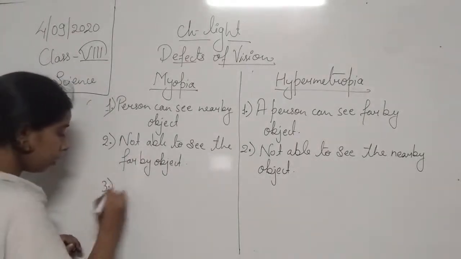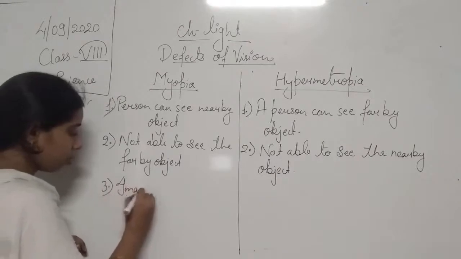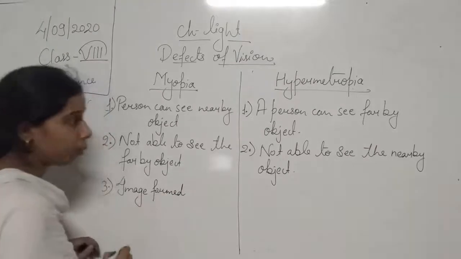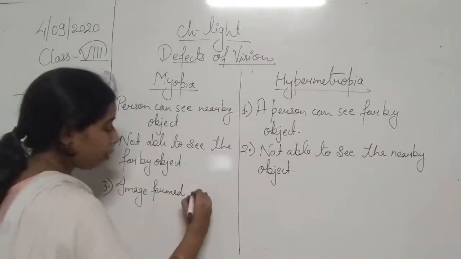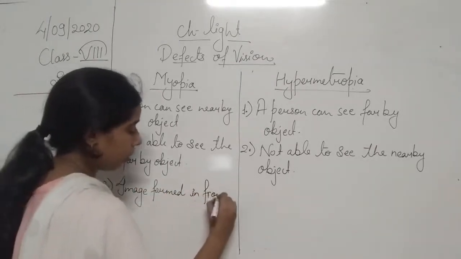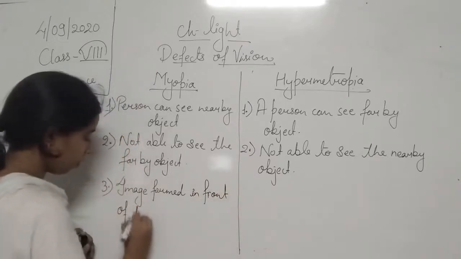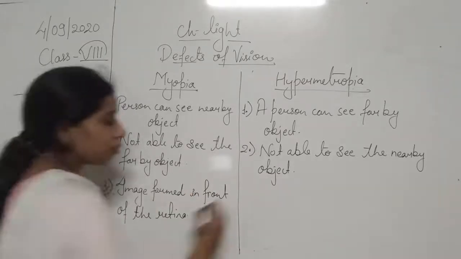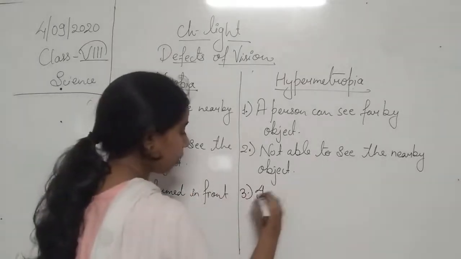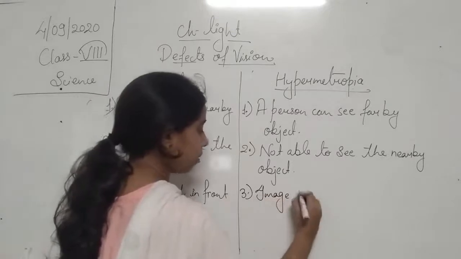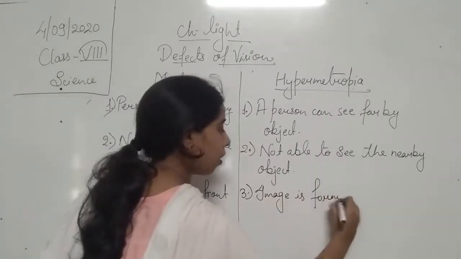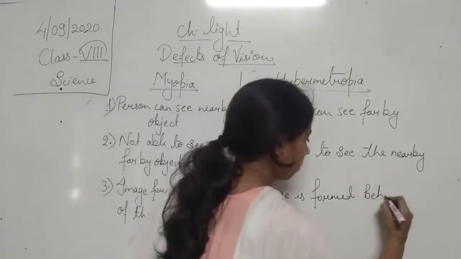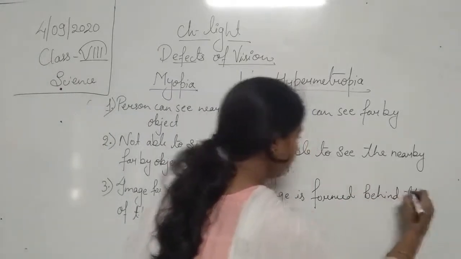Then the third one is, students, image formation. So if you see the image formed, in case of myopia, image is formed in front of the retina. In this case, student, image is formed behind the retina. So we can write it. Image is formed behind the retina.